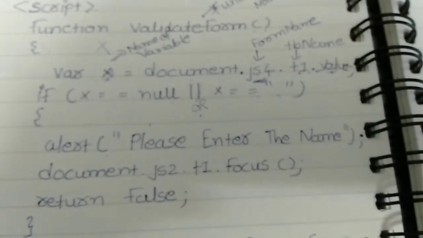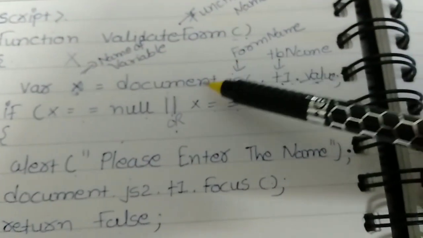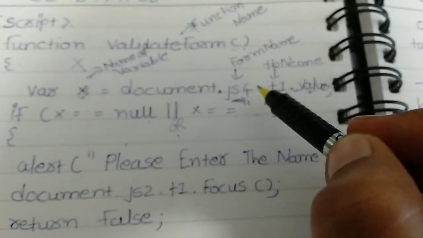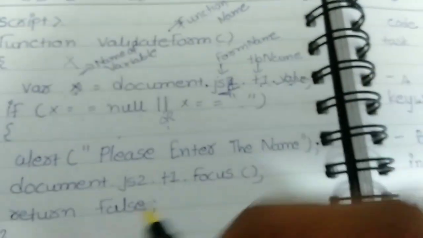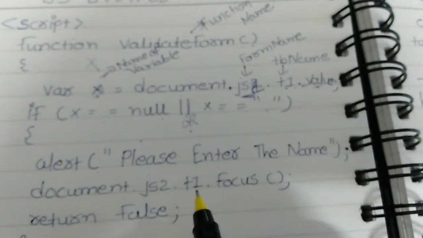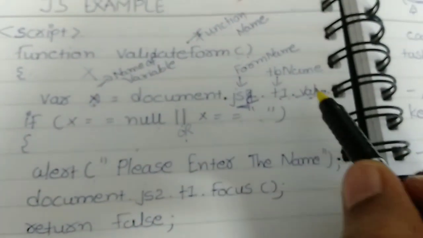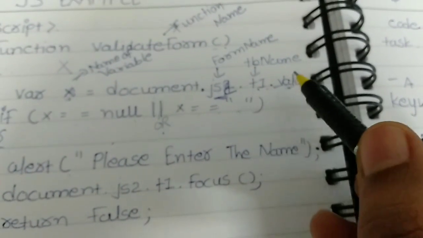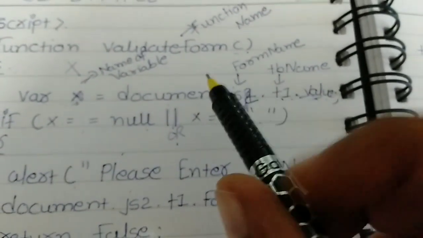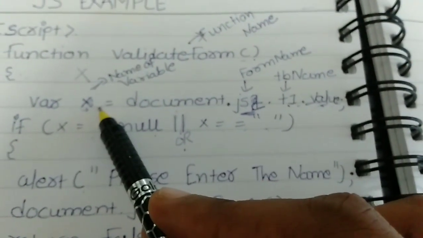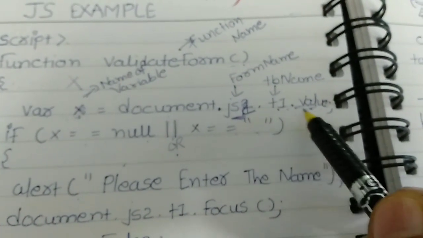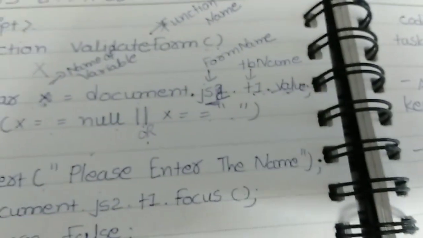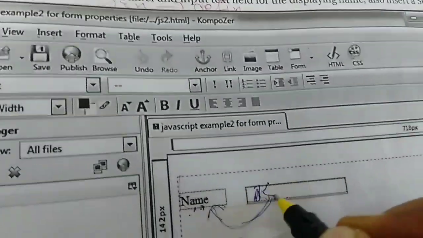Next, document.js2.t1.value, document.js2.t1.focus. There is a difference between value and focus. Here you are giving a value to variable x. Why have we written document.js2.t1.value? Because we are giving a value to our text box. We are giving our value to this text box.